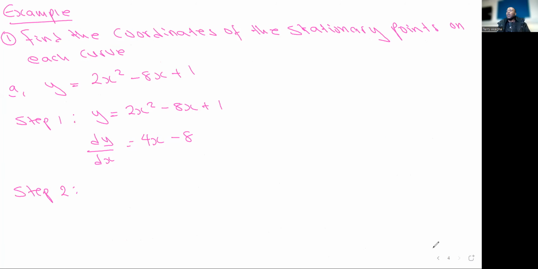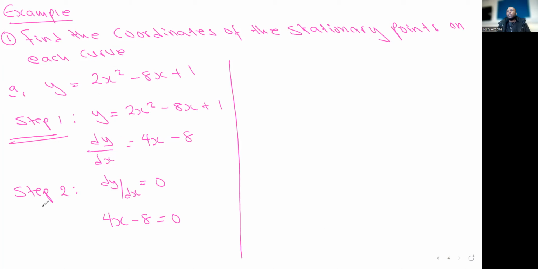So what we're going to do now is to equate this to be 0. So it's going to become 4x minus 8 is equal to what? 0. Or let me put it this way first. At stationary point, we know that dy/dx is equal to 0. So therefore, 4x minus 8 is equal to what? 0.